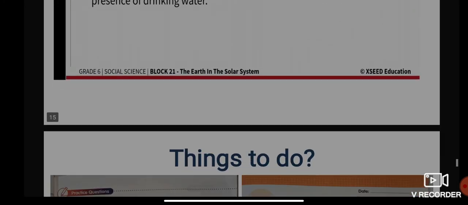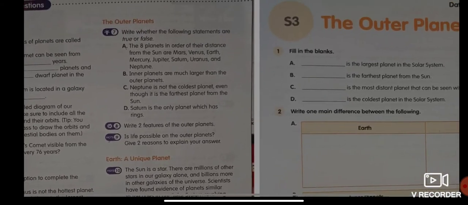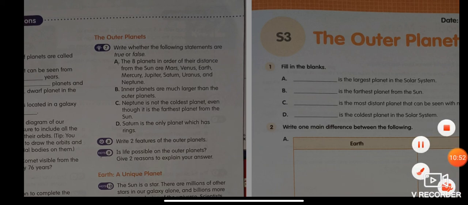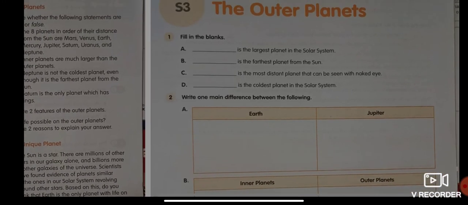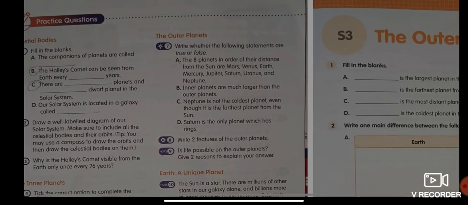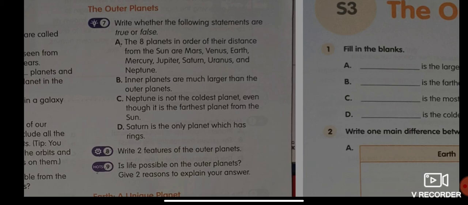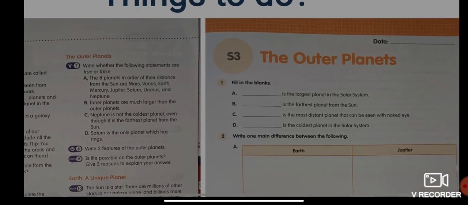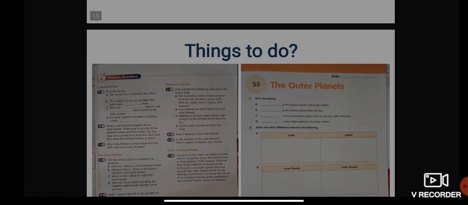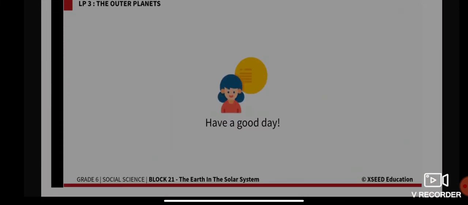Okay, so now things to do. Practice questions number 7, 8 and 9. You are supposed to complete practice questions 7, 8 and 9 along with worksheet S3. Many of you are failing to do your practice questions. Please keep in mind that your practice questions are as important as your worksheet, so please do them together and send them along with the practice questions. Okay, thank you and have a good day.